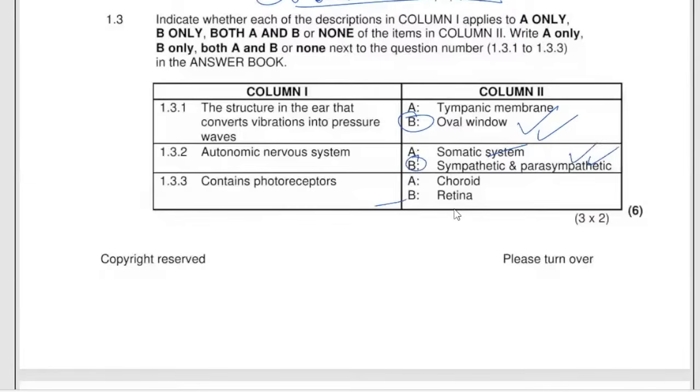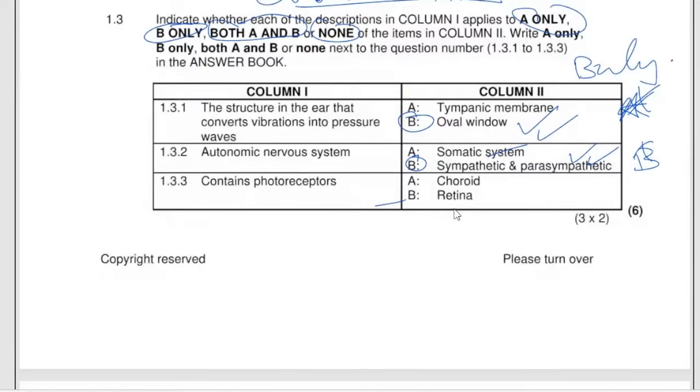So the answer here, don't write B, don't write A, don't write that. No. You're supposed to say B only. A only. B only. Both A and B. None. If you write it differently, B, A and B, A, we will cross it. And then don't be surprised that you come out of the paper thinking that, yes, you have killed the paper, yet in actual sense, it is the reverse.